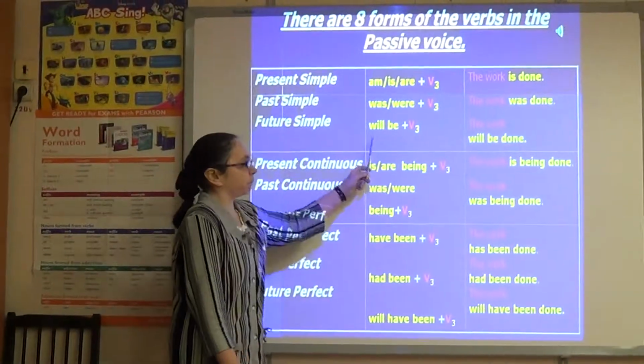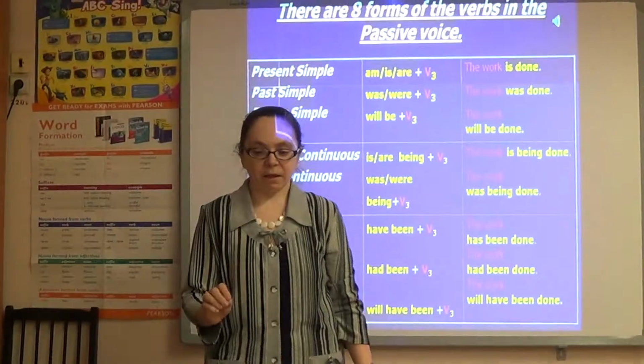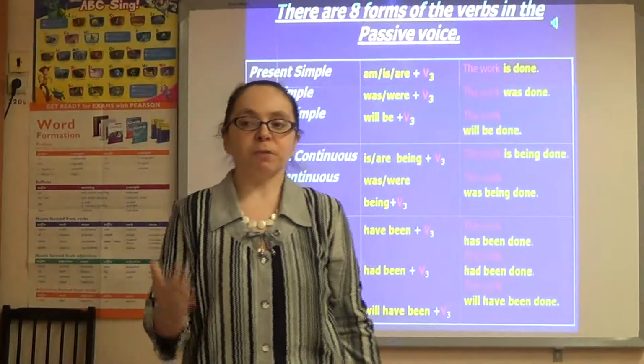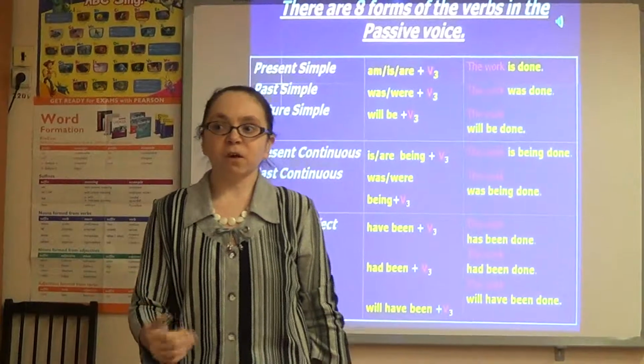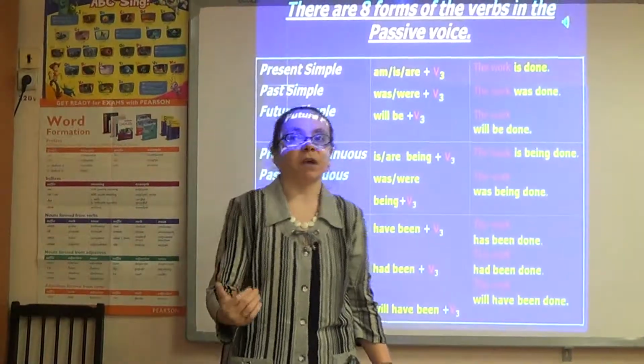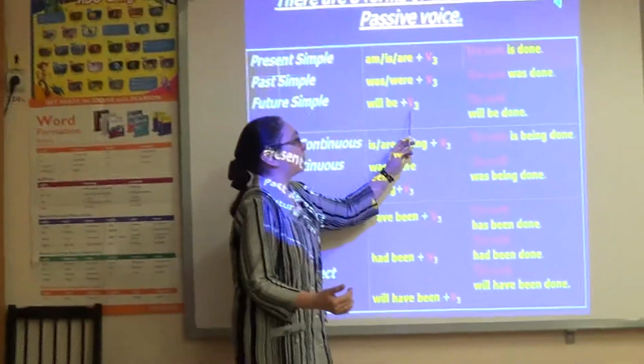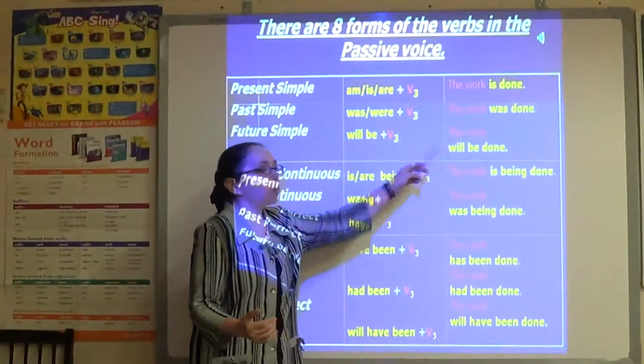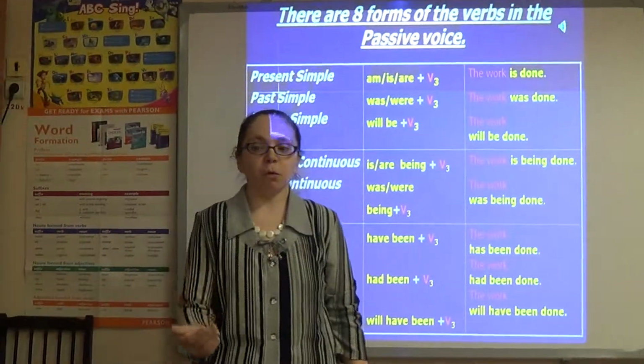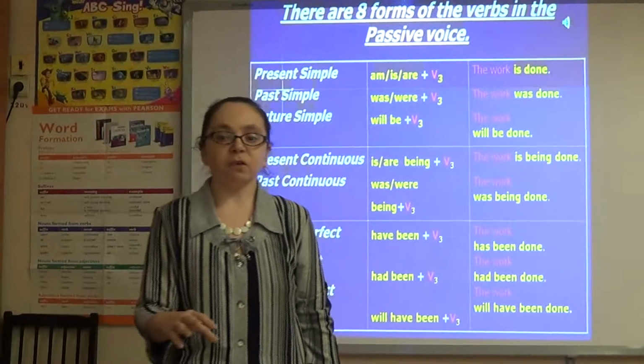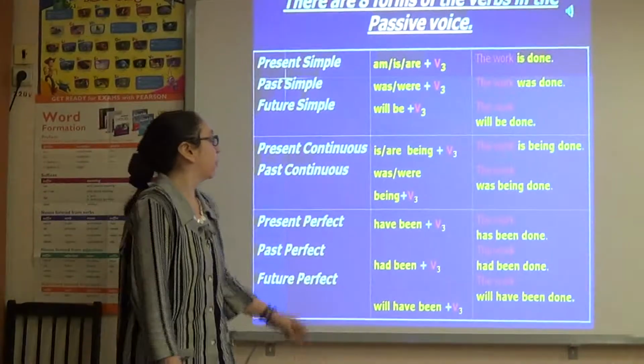Future simple. Will be is the form of the verb to be in this tense. So future simple passive is will be plus past participle. The work will be done tomorrow. Somebody will do this work tomorrow.